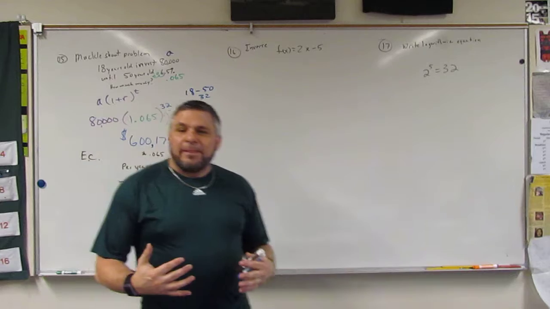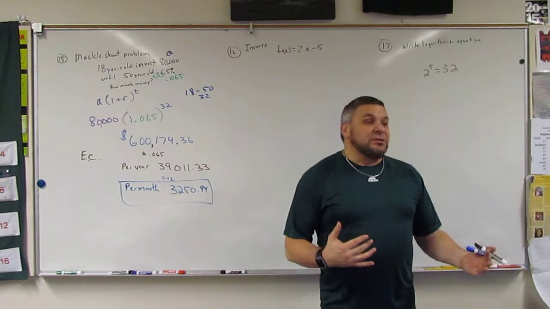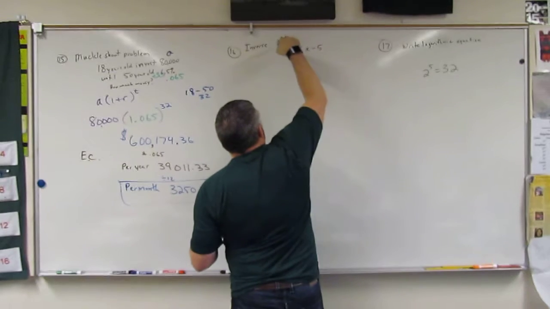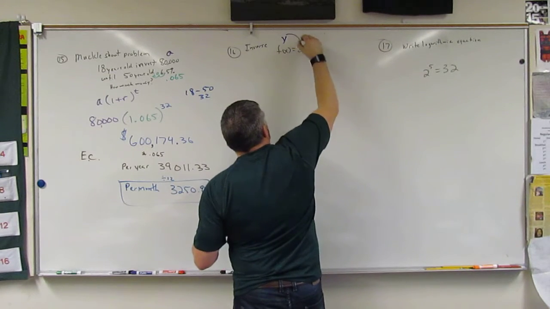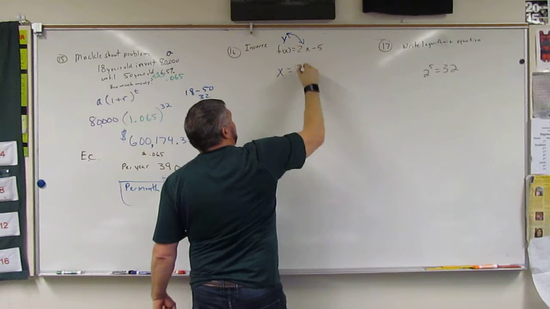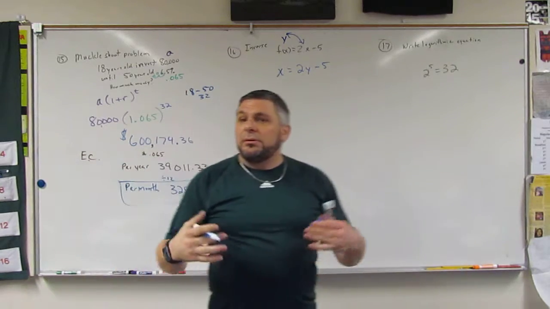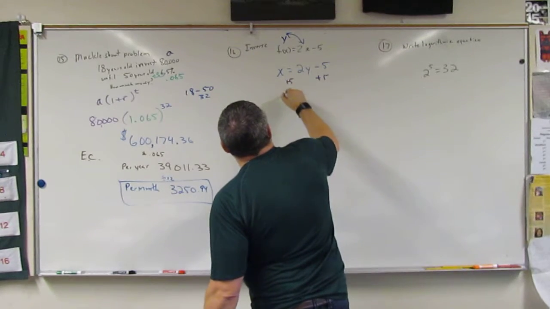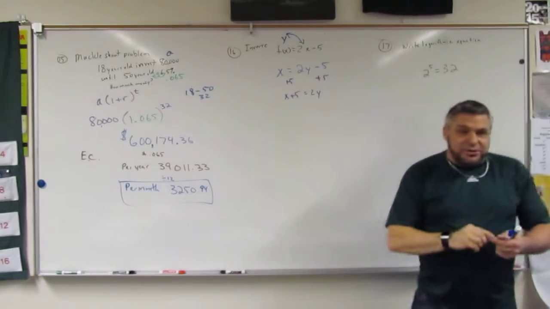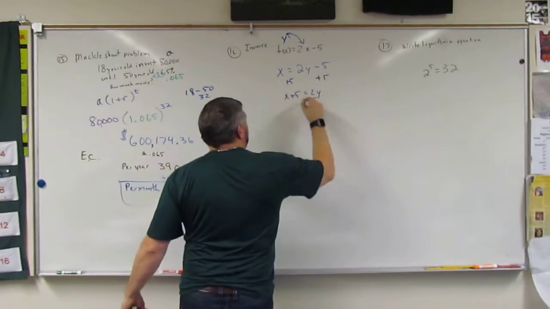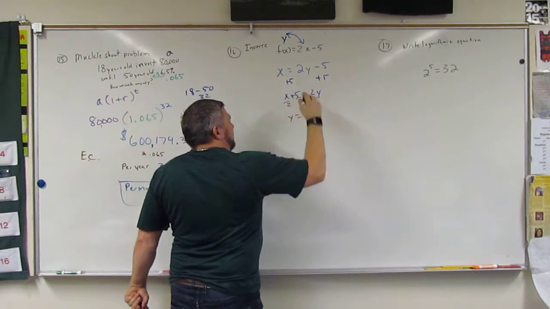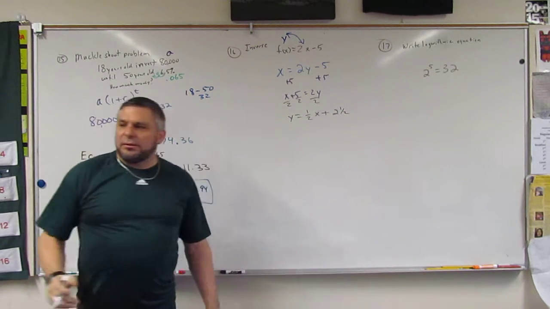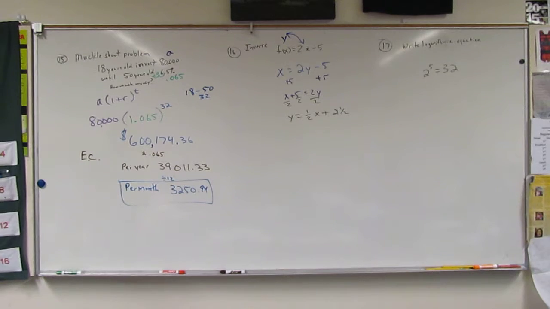Inverses. What's f of x? The whole function. Good. What do we also call f of x? Y. Okay, and what do we do with x and y in an inverse? We switch them. Good. So we're going to go x is equal to 2y minus 5. And then what do we do? Solve it, right? So plus 5, x plus 5 equals 2y. Then what do we do? Divide by 2, divide by 2, divide by 2. So y is equal to 1/2 x plus 2.5.